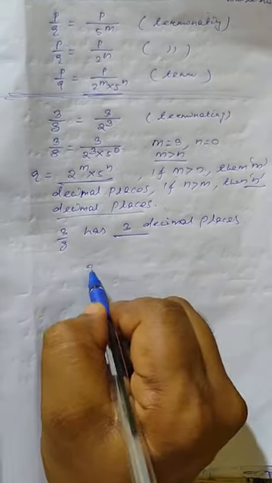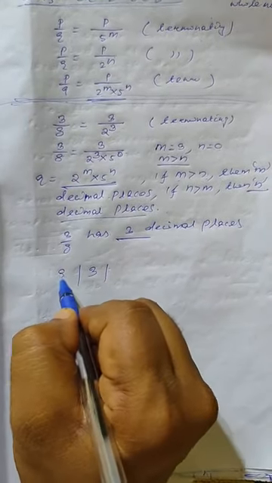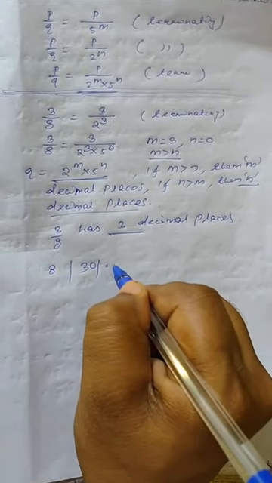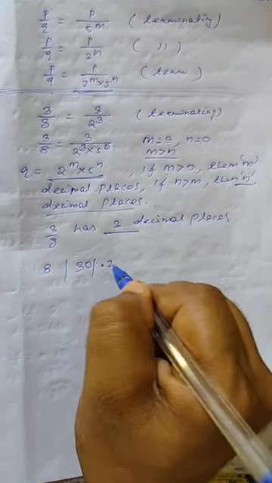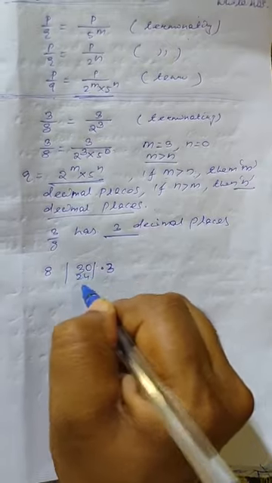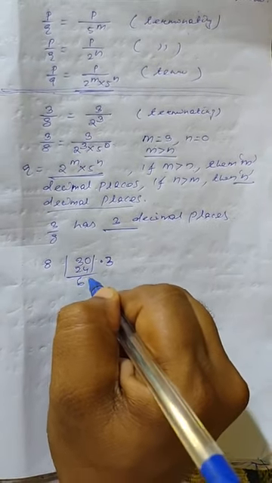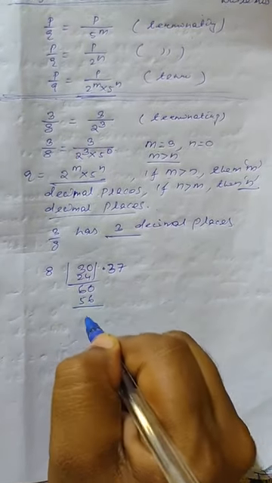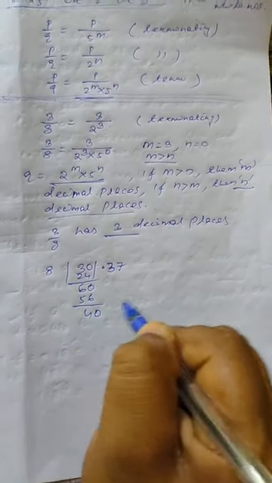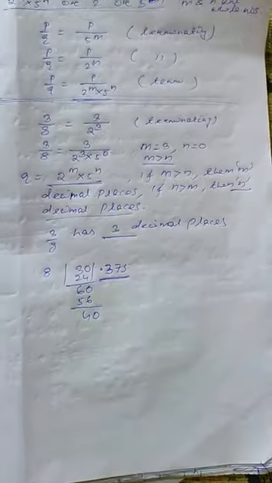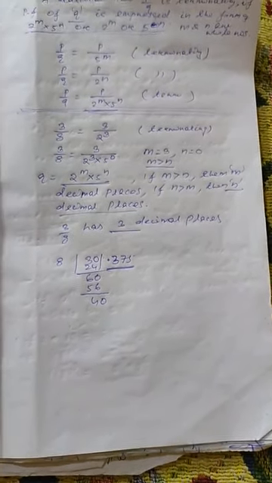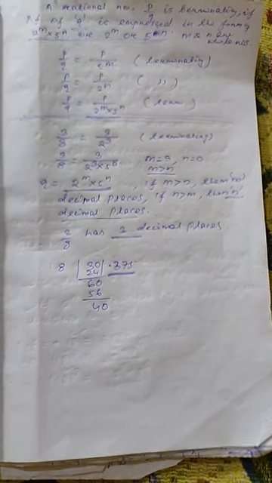So let's check it out. 3 by 8: decimal, 30, 8 times 3 is 24, then 6, 60, 8 times 7 is 56, then 4, 40, 8 times 5 is 40. So it has 3 decimal places. In this way you have to find out the decimal expansions of rational numbers.